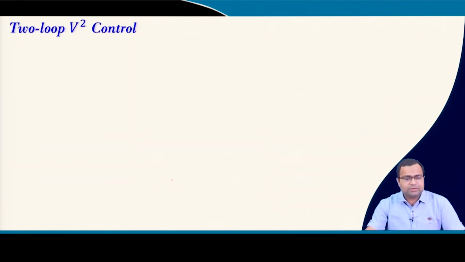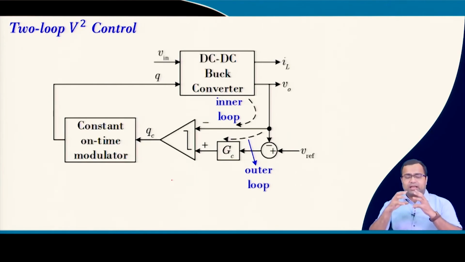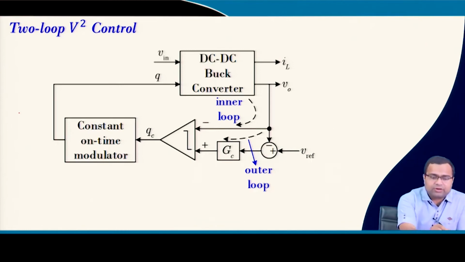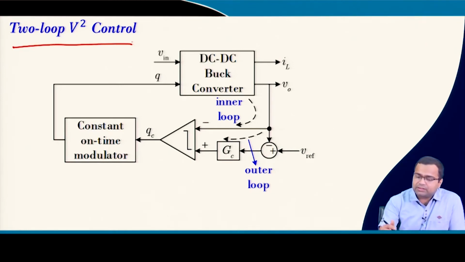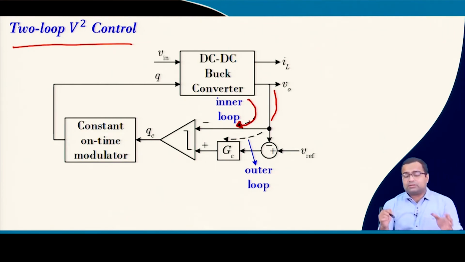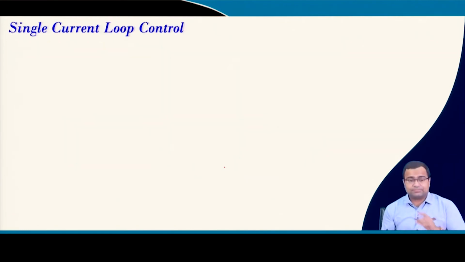time control. Now, another feedback control using a constant on time modulator is called V square control. V square control is a two loop control: one loop directly takes the output voltage, and the other loop takes the error voltage with a compensator. So this loop is the inner loop, which takes the fast dynamics of the voltage ripple, and this loop is the slower outer loop. So this is also known as V square control.